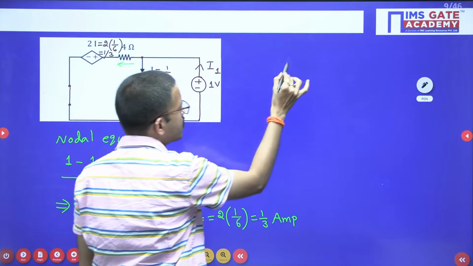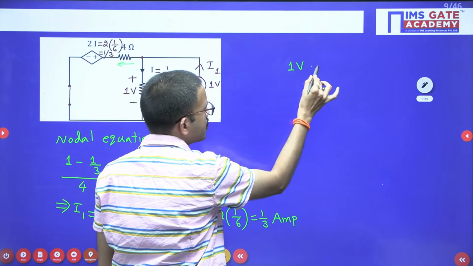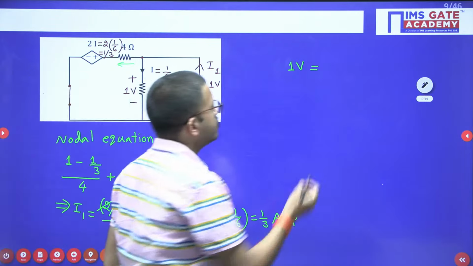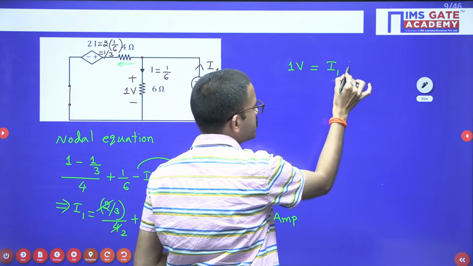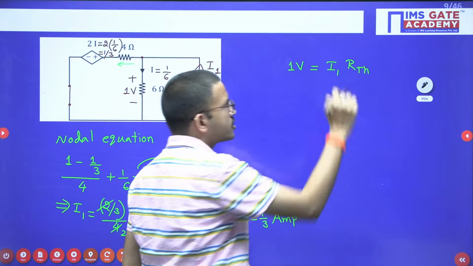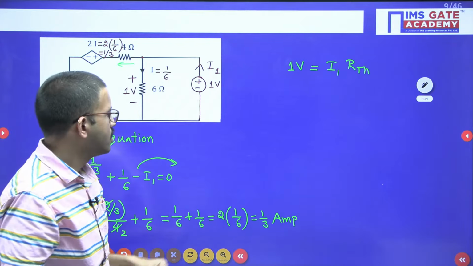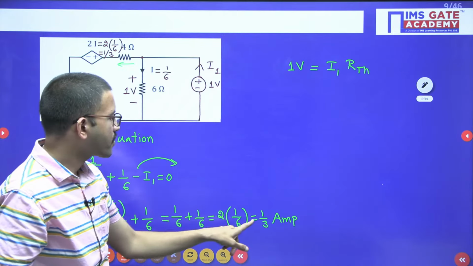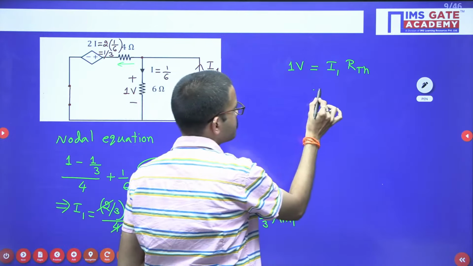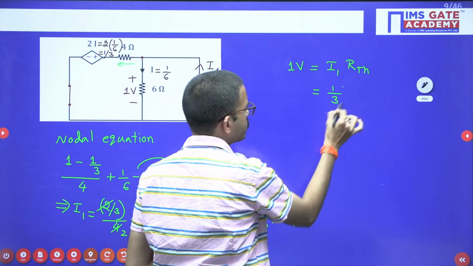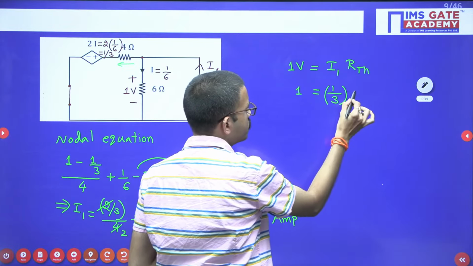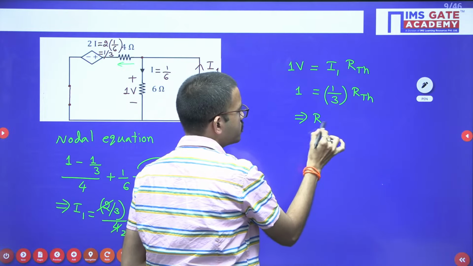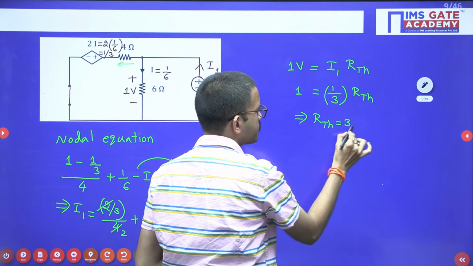Now you just apply Ohm's law, that's all. You have a 1 volt source, and voltage equals current, here I1, into resistor. The resistor is nothing but RTH. The voltage value is 1, and the current value we got is 1 by 3. So 1 equals 1 by 3 into RTH. From here, RTH equals 3 ohms.